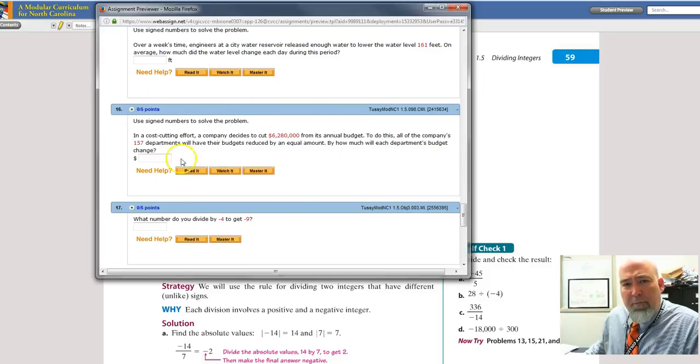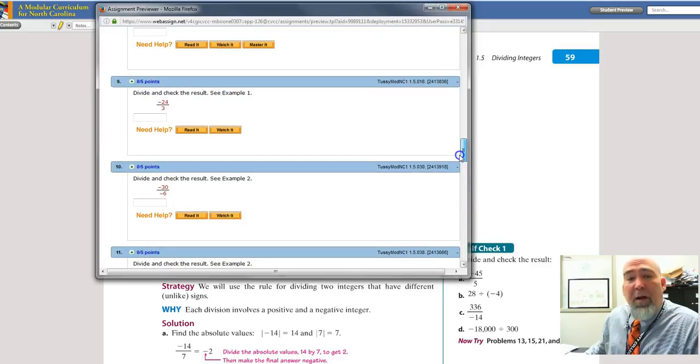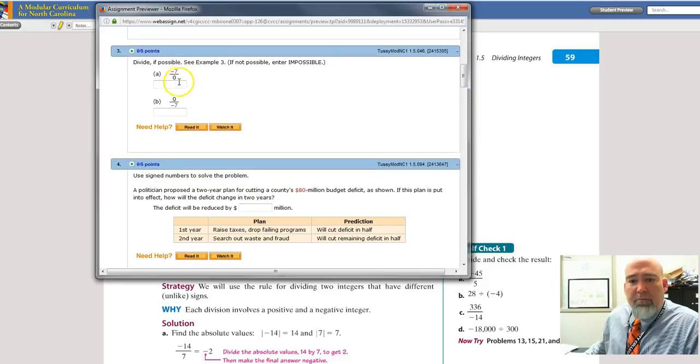So just getting comfortable with the word problems to know when to add, subtract, multiply, and divide. I'll do a supplemental to show the basics for dividing integers, and then the rule for when you have zeros involved.